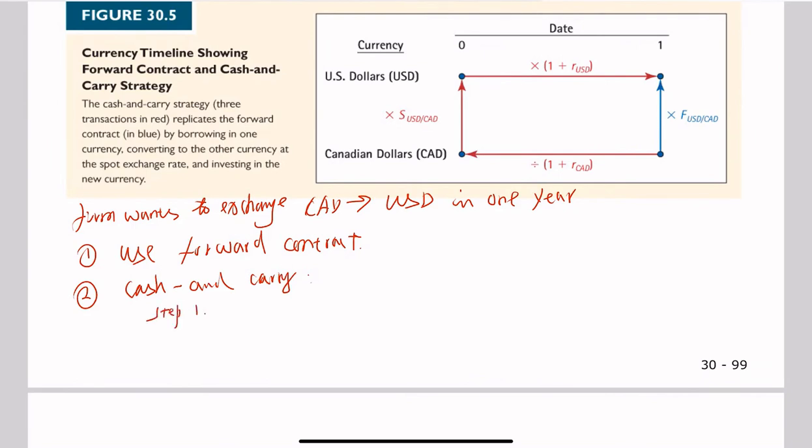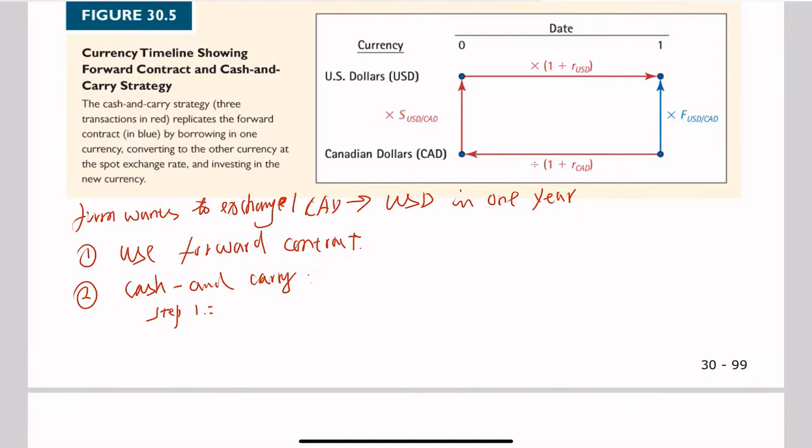Step 1. So let's say the firm wants to exchange 1 CAD into USD in 1 year, right? So we just use this number 1, which is like the easiest number you can find.